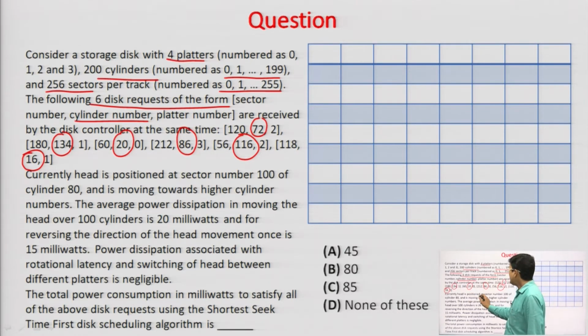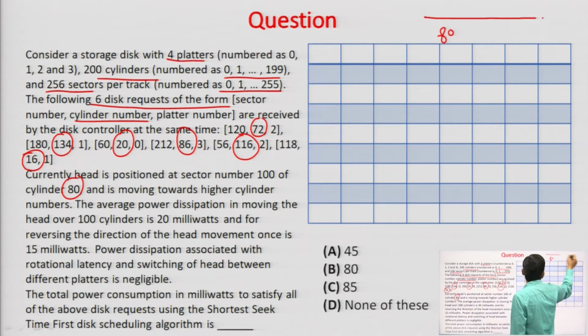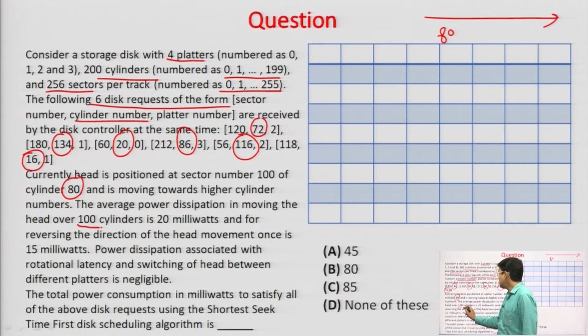Now, currently the head is positioned at sector number 100 of cylinder number 80. So, once again the cylinder number 80 is the desired one. So, 80 is the current location of the read write head. It is moving towards the higher cylinder. So, its movement will be on the right, and the average power dissipation in moving the head over 100 cylinders is 20 milliwatts. So, for moving 100 cylinders, 20 milliwatts.